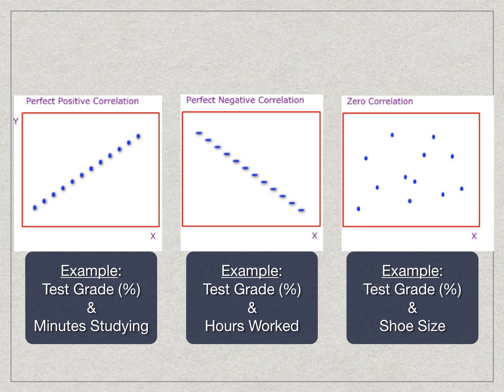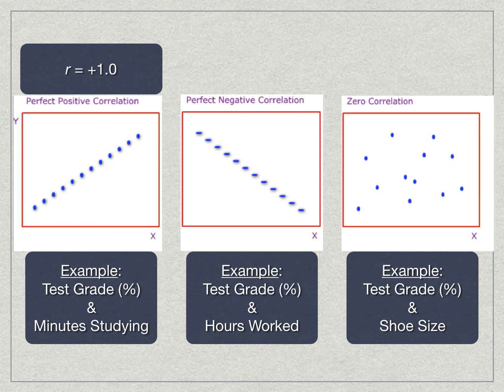If we did that same survey and we asked 2 questions, one question being what was your test grade on the most recent test as a percent, and then what's your shoe size, we wouldn't expect there to be any relationship between those two. In other words, people with big shoe sizes probably got high scores and they probably got low scores. We wouldn't expect there to be any kind of connection between those two.